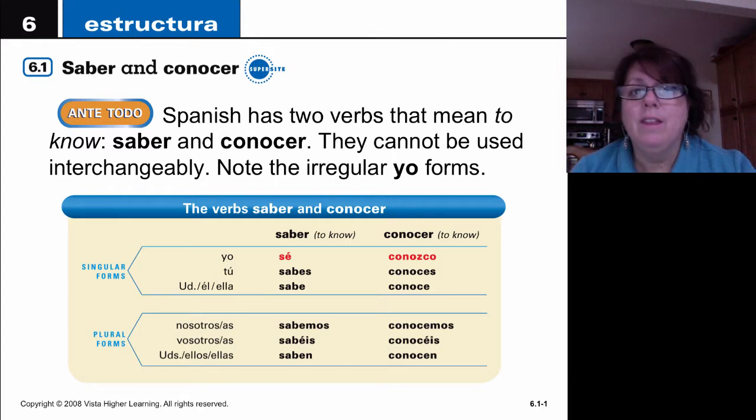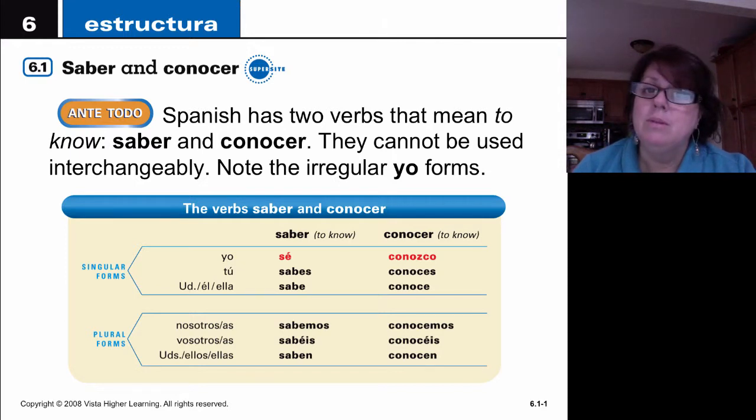Okay, now that you're done writing those verbs down, look at the second verb, to know, conocer. It has a very kind of funny start with the yo form. They add a Z in here, so it says yo conozco. Try saying that, yo conozco. All right, tú conoces, él, ella, o usted conoce. Nosotros conocemos, vosotros conocéis, or ustedes, ellos, and ellas conocen. Do pause the video to take time to write down all of these forms.